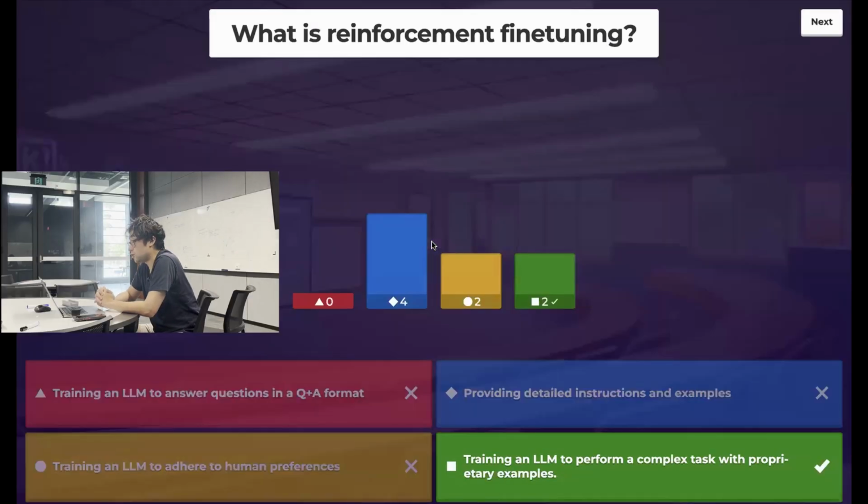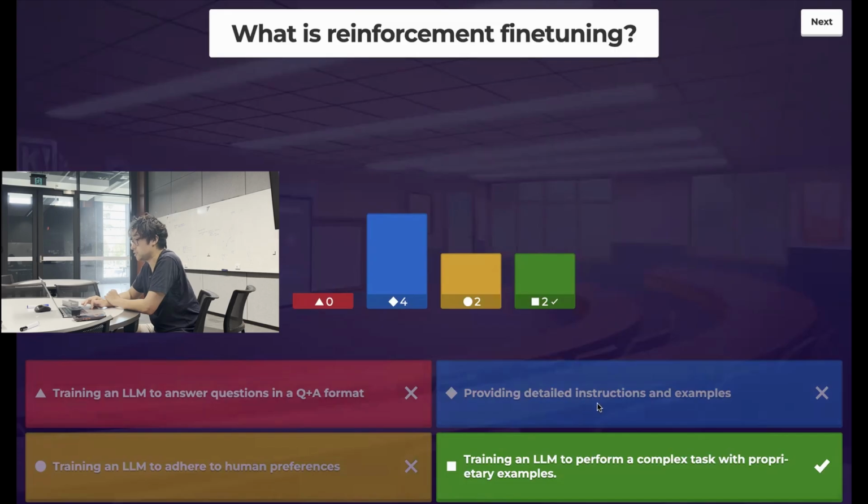Okay, so we can talk through this one here. Training an LLM to answer questions in a Q&A format is one of the most important steps for a large language model, right? It's the second one. So we train for language first, then we train how to answer in a Q&A format. That's called instruction fine-tuning because we're teaching it how to follow instructions.